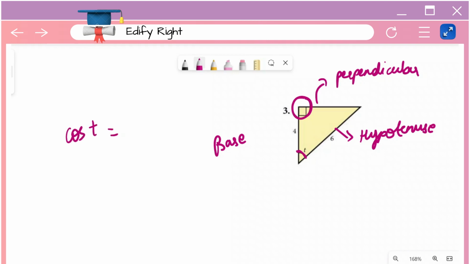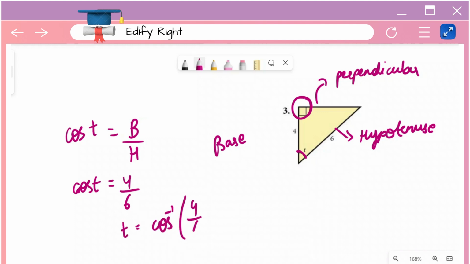So cos t is equal to base upon hypotenuse. So I'm just going to put in the values now. Cos t is equal to base, which is 4, upon 6. So t is equal to cos inverse of 4 upon 6, and when you do this calculation you get t equal to 48.2 degrees.